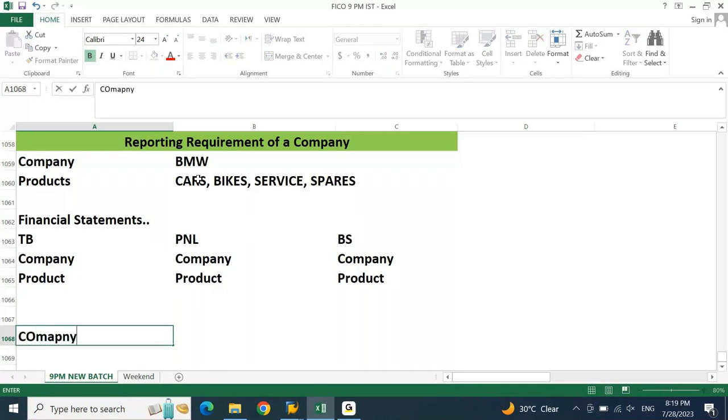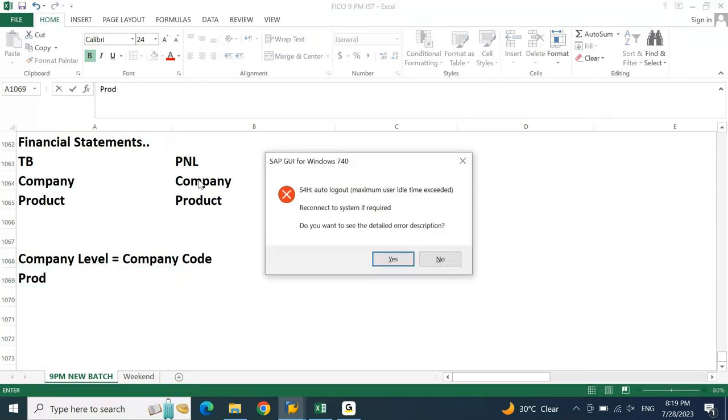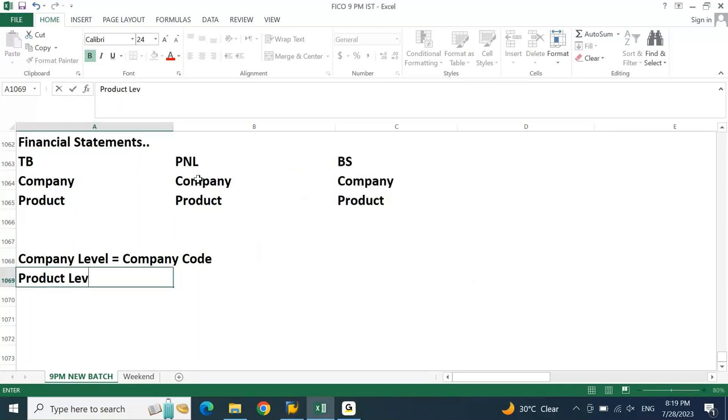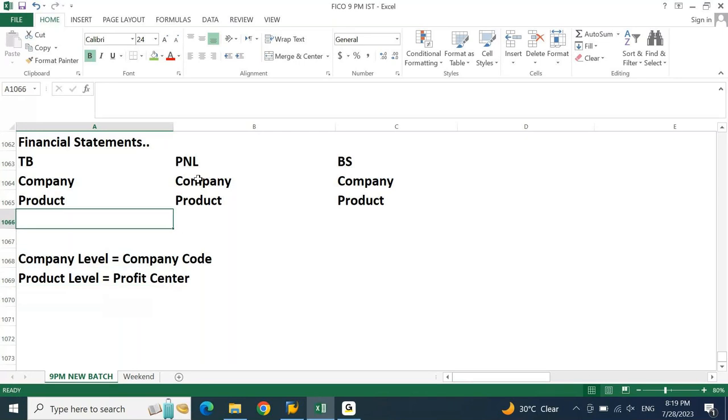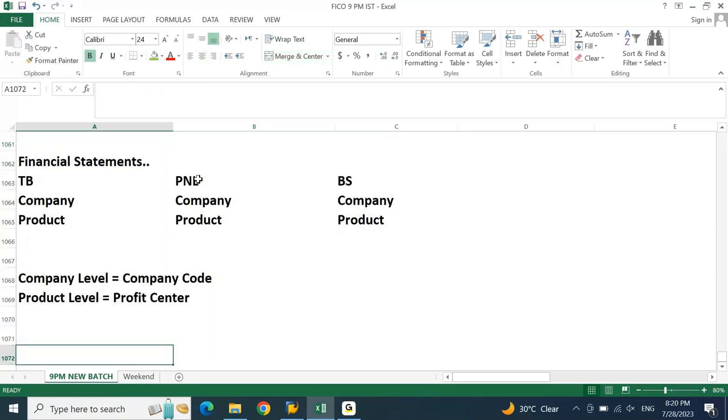Now here I put company level is equal to company code. Similarly, product level is equal to profit center. These two are mandatory requirements in most of the clients that you work with who are working on SAP. There may be certain clients who may not be using profit centers, but you should always remember, you should always think about reporting including profit center. Okay, so one level is your company, the other level is your product. Company is nothing but company code level.